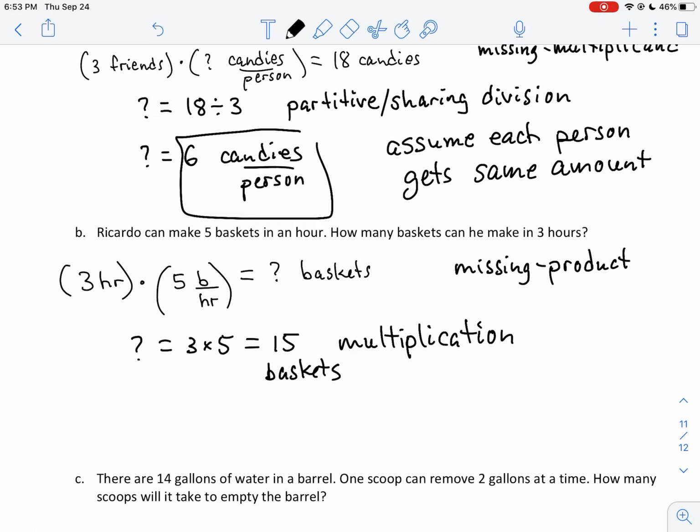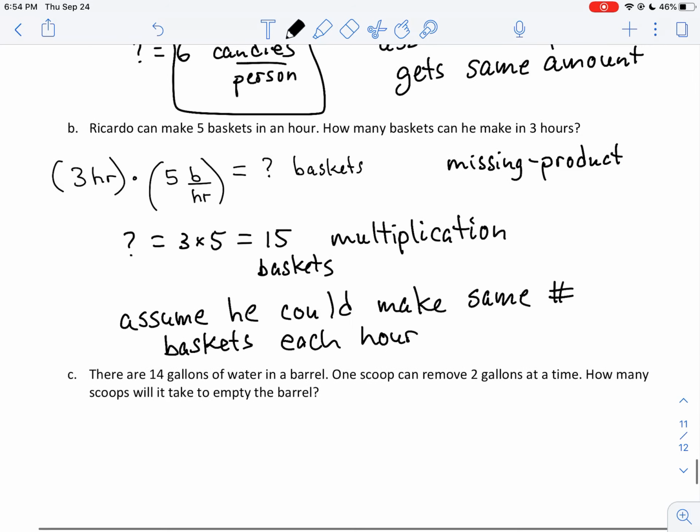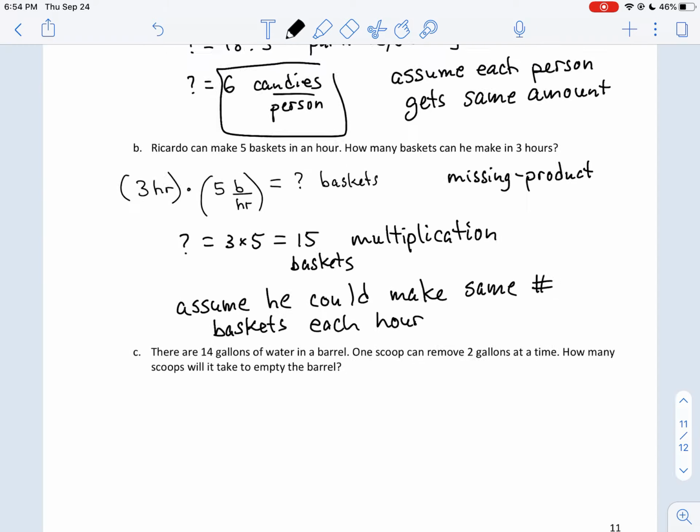And what did we assume on this one? Okay, we assumed that Ricardo was not taking any breaks, right? We were assuming that he worked at the same rate for each hour. So we assumed that he could make the same number of baskets each of the 3 hours. So he didn't slow down, for example, or take a break or whatever. That he just worked 5 baskets each hour.